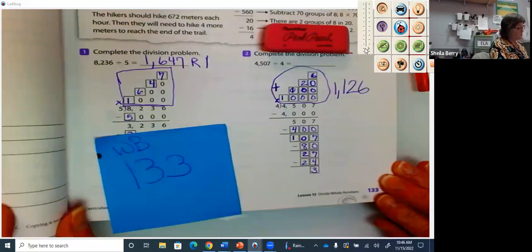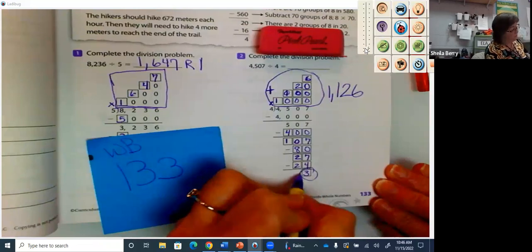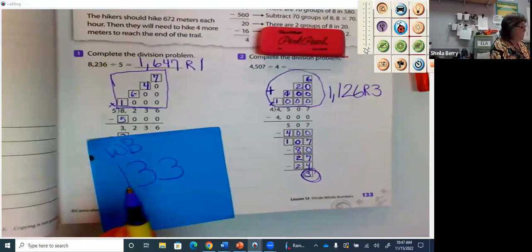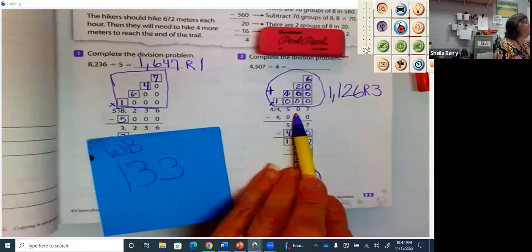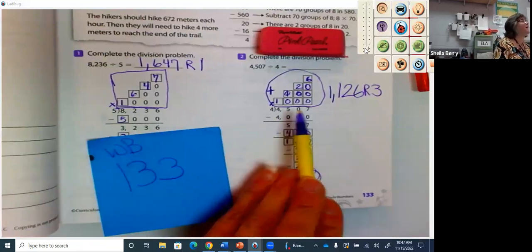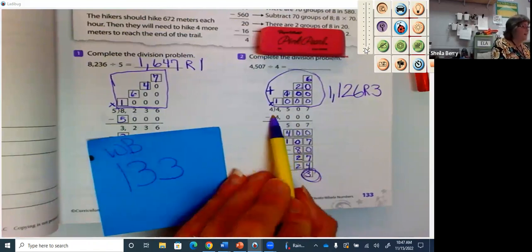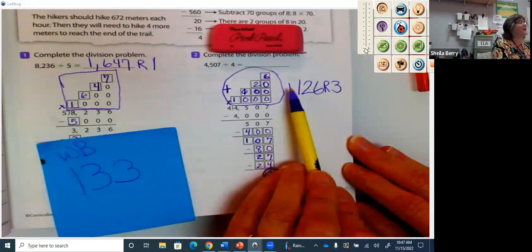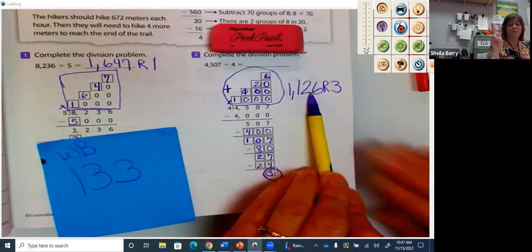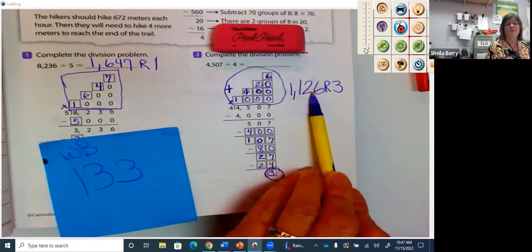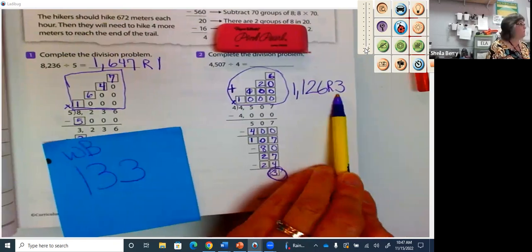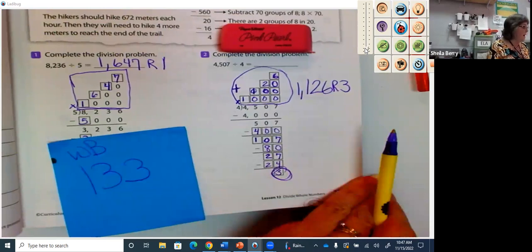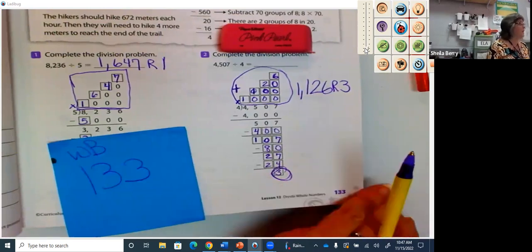1,126. Don't forget that remainder. So if I had 4,507 pieces of candy and I share it equally with 4 friends, each friend would receive 1,126 pieces of candy with 3 that are left over, 3 that are remaining, because each friend needs the same amount. When you share, you have the same amount.